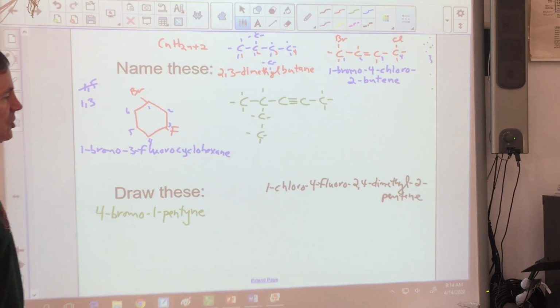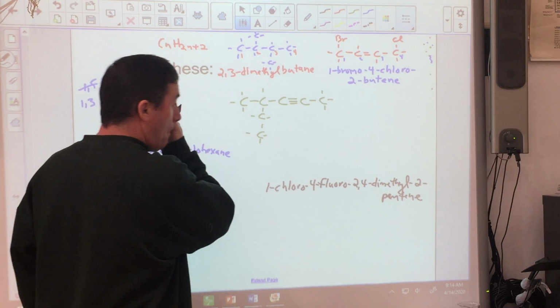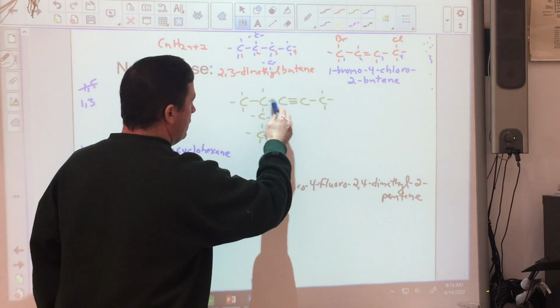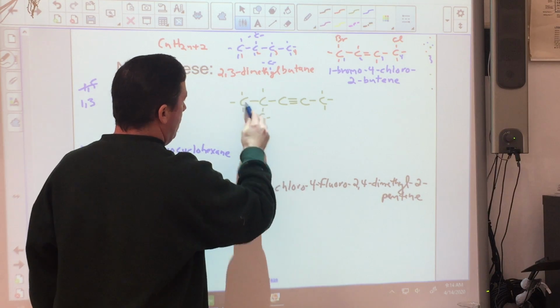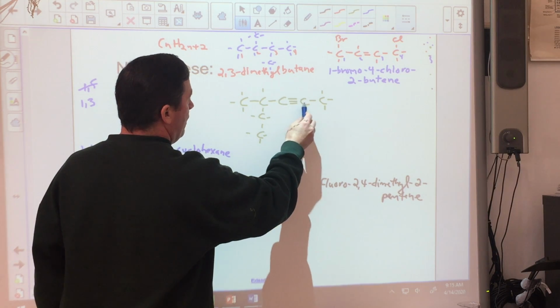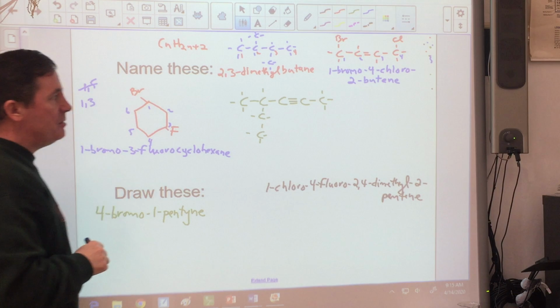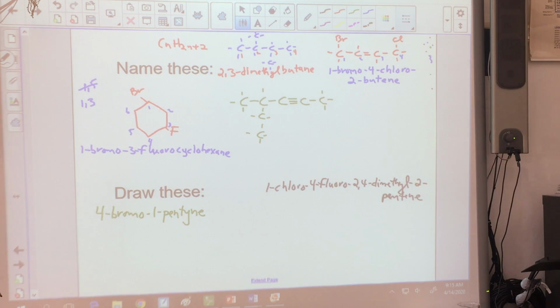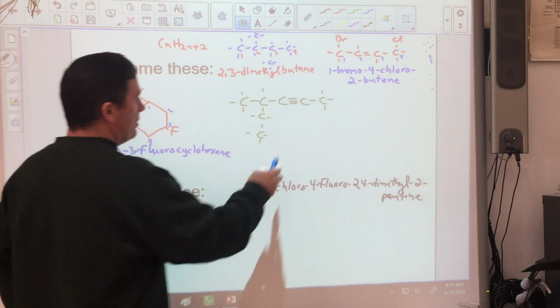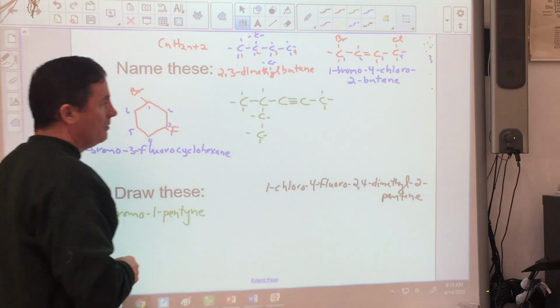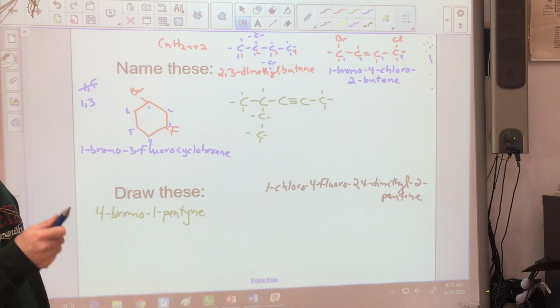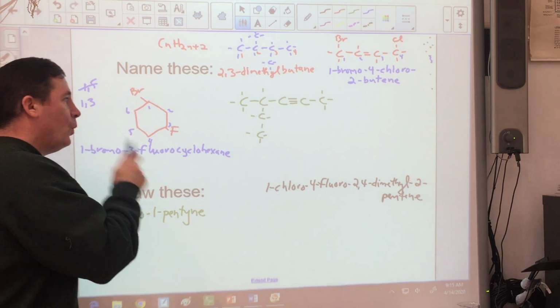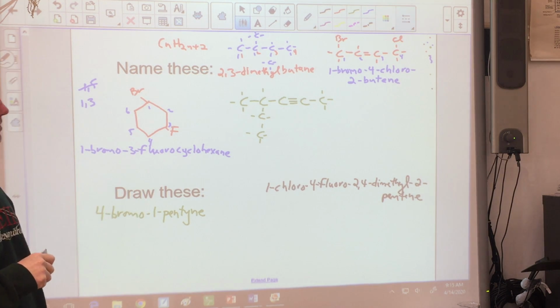All right, where's my long chain? 1, 2, 3, 4, 5, 6. 1, 2, 3, 4, 5. 1, 2, 3, 4. 1, 2, 3, 4, 5, 6. 6 seems to be my long chain. Any double or triple bonds? Yes, there are. One is right there. That is used to determine where I start my numbering for the carbons.